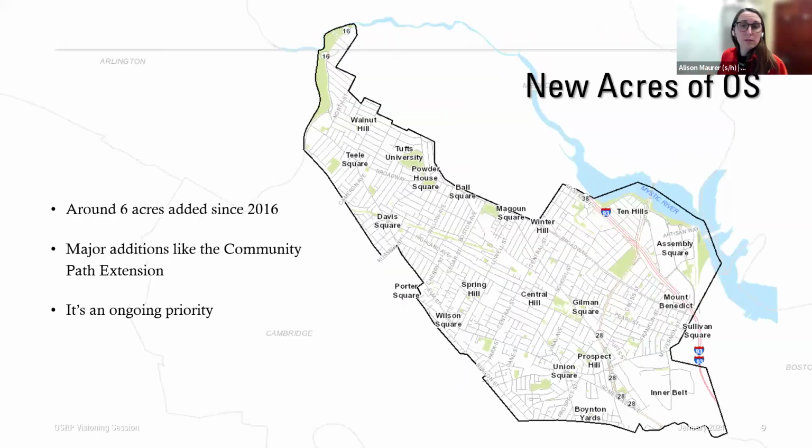So some of those goals, we did take some steps toward them. Some of them we even completed fully. We worked toward adding new acres of open space to our Somerville roster. We added around 6 acres since 2016. There have been major additions like the community path extension, and this is an ongoing priority identified in the Somerville Vision Plan, and we keep thinking about it, and we will keep thinking about it.